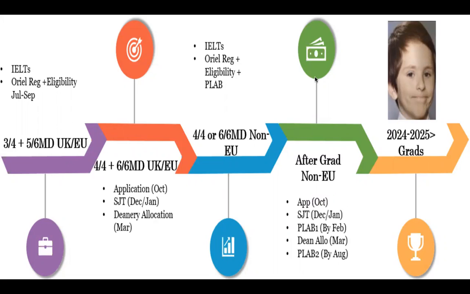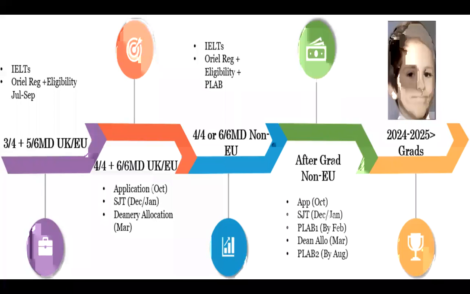And then in your final year, if you're a UK or European national, you go through the Oriel main application. You do your SJT, which is your situational judgment test, in December and January. Then depending on your results and your application, you'll be allocated to a deanery in March. And you'll find out your result from the SJT at the same time you're allocated.